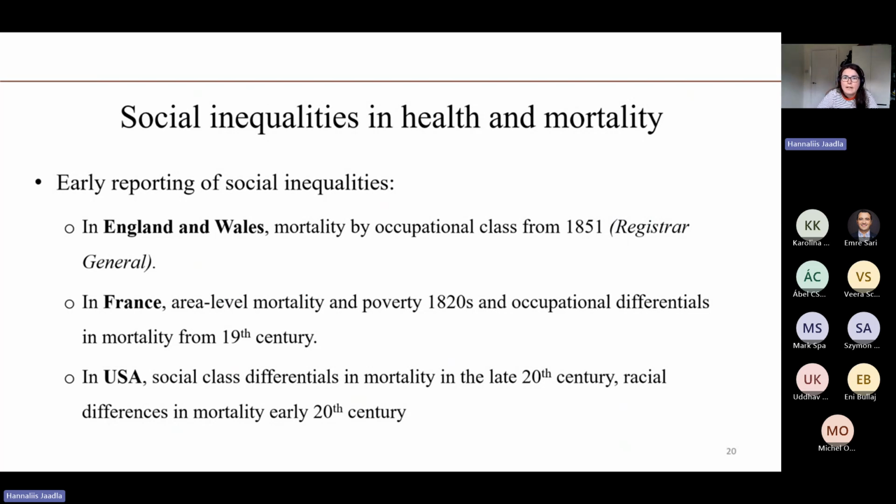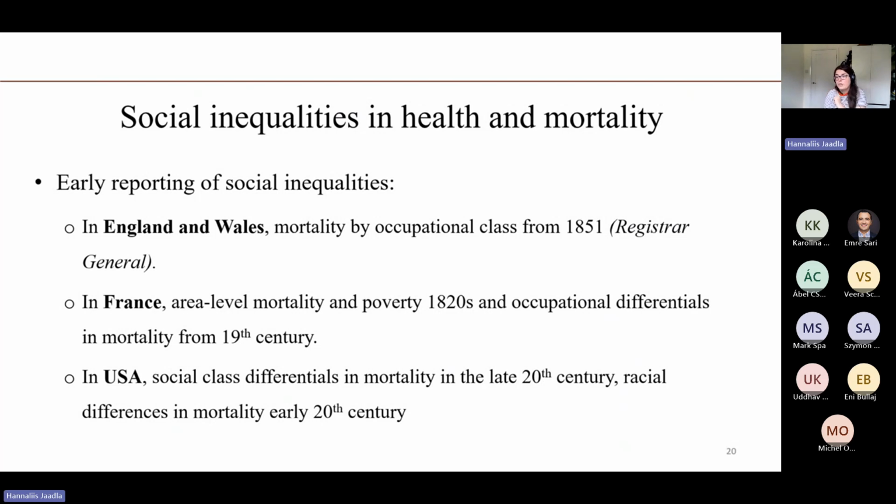And by 1911, they had their own very defined social class system that ranged from social class 1, higher professionals and higher managerial occupations, to social class 5, which is unskilled occupations. And it also separated out some specific occupations like textiles and mining, that had specific demographic outcomes. But France also had early studies: they looked at area-level mortality differences and poverty from the 1820s onwards, and occupational differences. Studies on occupational differences in mortality start from the 19th century as well.